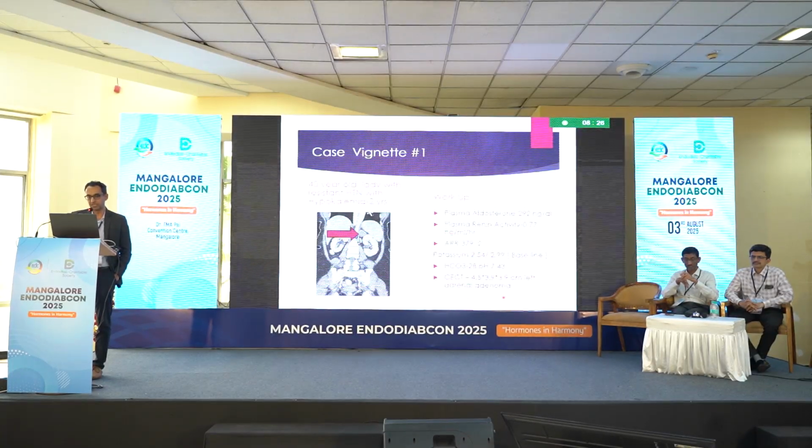Now, importantly, this is an interesting case of a young lady, a 40-year-old lady with hypertension and hypokalemia. You can see that she had a large adrenal mass, imaging suggestive of adrenal adenoma, and her aldosterone levels are very high. Renin activity is suppressed, the aldosterone-renin ratio is consistent with primary aldosteronism, and she has metabolic alkalosis. She was operated on and had a complete cure of all these things.